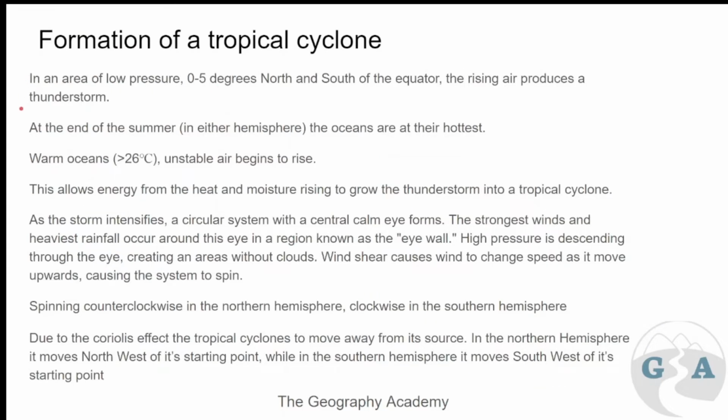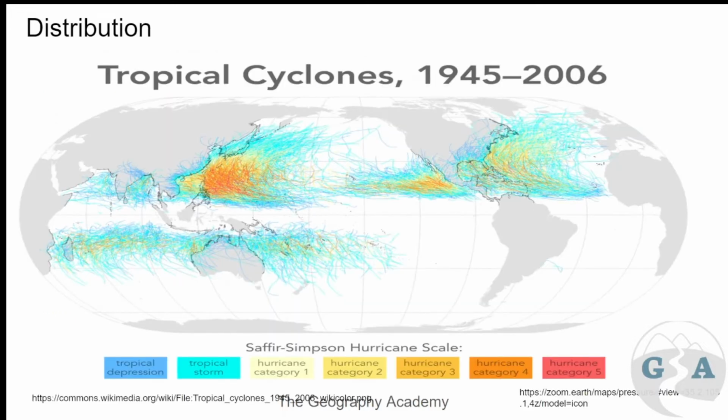Now, we've already mentioned all of these. You should be able to understand them so far, how it intensifies and consolidates. We've mentioned it spinning clockwise and counterclockwise, and we've talked about the Coriolis effect impacting the direction of the movement of the tropical cyclone. So these are all the points that you have to understand to be able to explain its formation, but also to explain its distribution, okay, and the path that it follows and where we find it. So let's have a quick look at that.